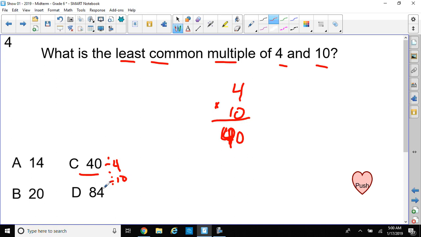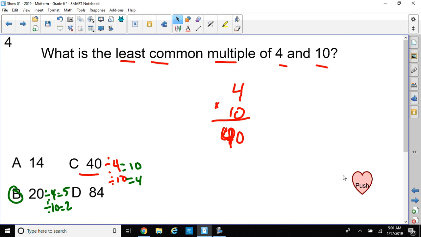Now, I know it can't be 14 because 14 doesn't divide in there evenly, so I'm not going to use 14. Or 84, because the 10 doesn't go in evenly. But I'm going to look at 20. 20 divided by 4 is 5, and 20 divided by 10 is 2. So that works also. 40 divided by 4 gives me 10, and 40 divided by 10 equals 4. So 20 works and 40 works. Which one should I pick? Well, you want the least or lower number. So 20 would be lower. So we use answer choice B as the correct answer because it is smaller than 40. Don't get me wrong, 40 is a good number. It's a common multiple, but it's not the lowest common multiple. So B would be the best choice.